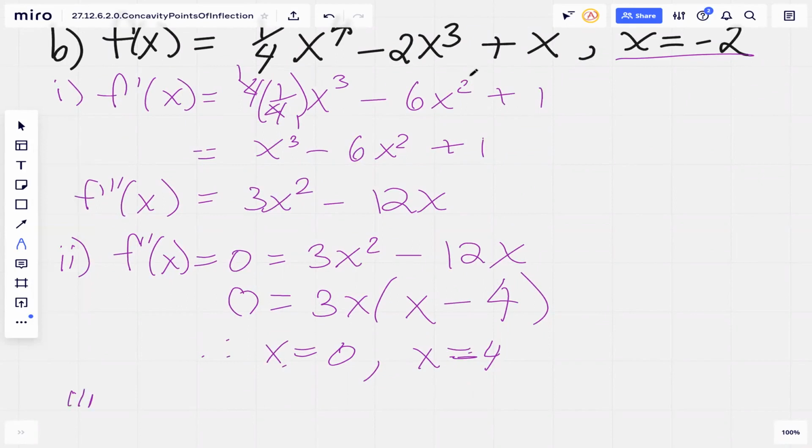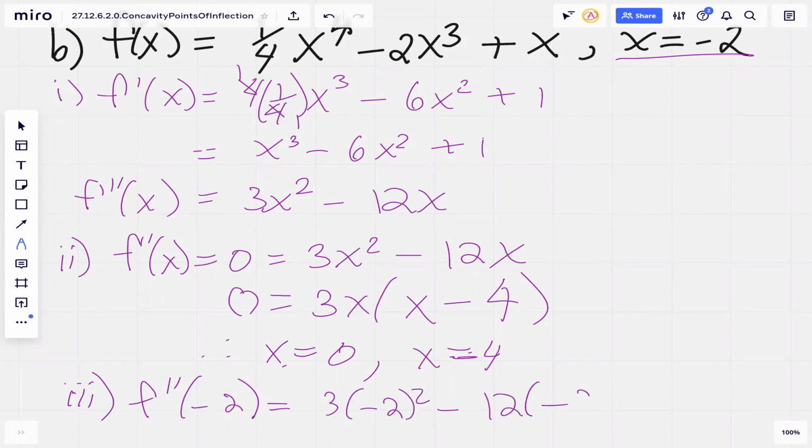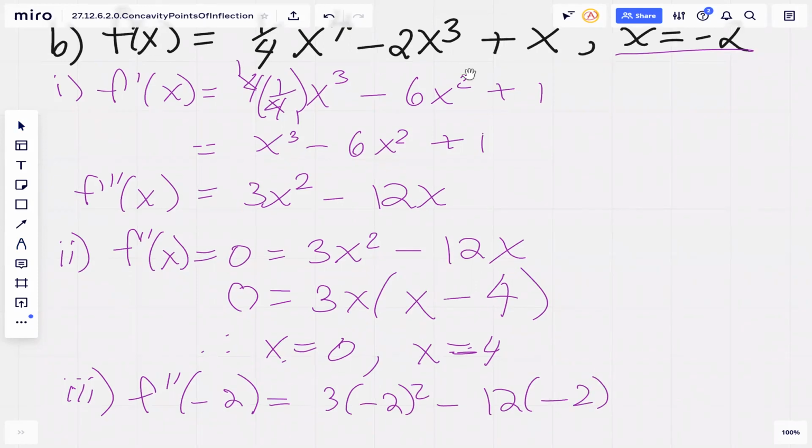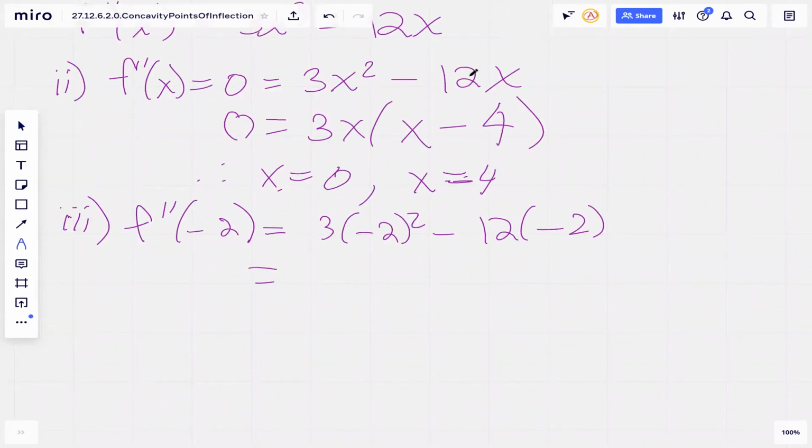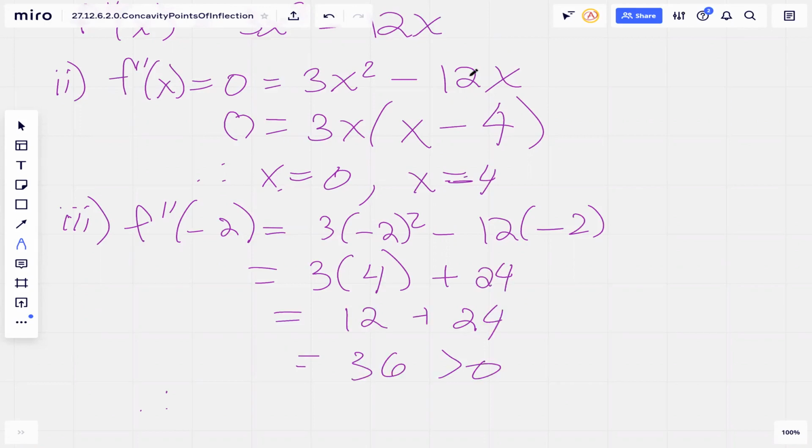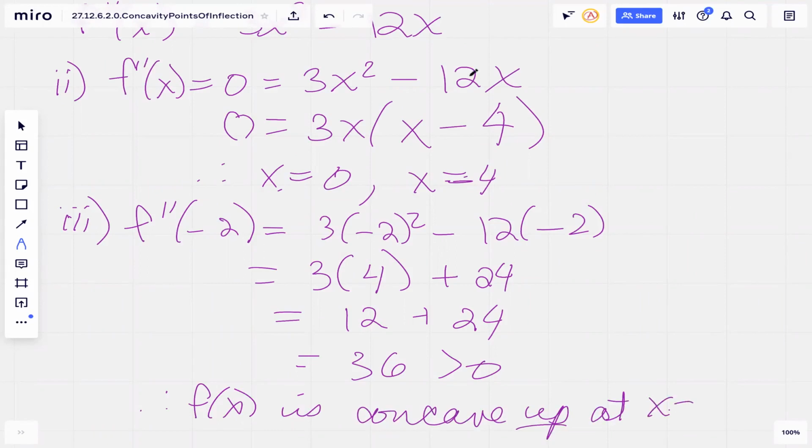So how do we do that? We plug x equals negative 2 into our second derivative. We get 3 times negative 2 squared minus 12 times negative 2. Let's give ourselves a little bit of space to evaluate that. 3 times 4 plus 24. So this is clearly a positive number. Therefore, f at x is concave up at x equals negative 2.